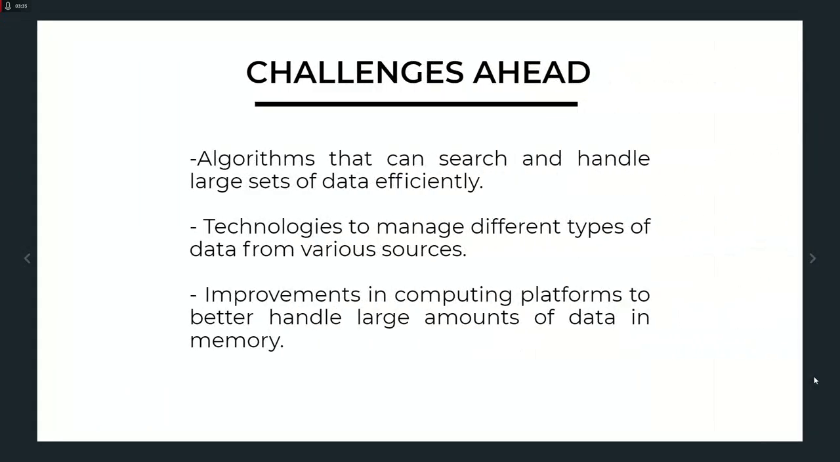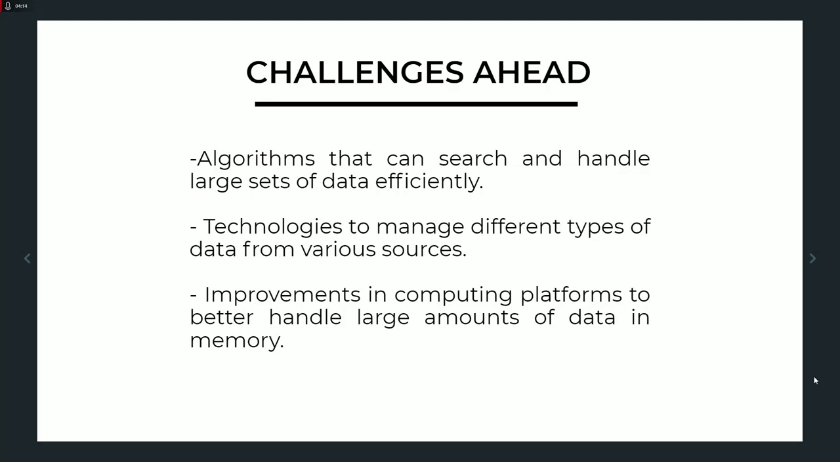Data intensive computing is very widespread, used in several different ways and applications. It has a lot of applications, but there are a few challenges while using data intensive computing. First is that algorithms should be able to search and handle large sets of data efficiently. Since, like I said, the range of data is very vast, it can range from very low to very, very high. So the algorithm used by data intensive computing should be able to search and handle these large sets of data.